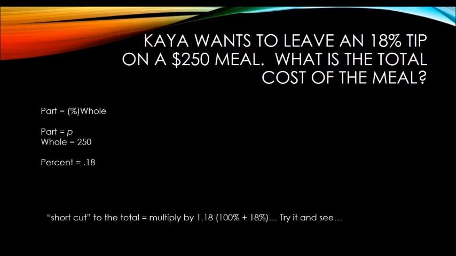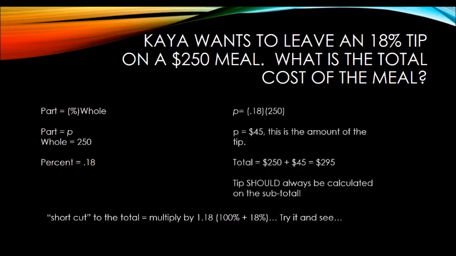Okay, so here we have Kaya wants to leave an 18% tip on a $250 meal. What is the total cost of the meal? Again, I've taken the time to write down the fact that I'm looking for the part. I know the whole, and I know the percentage. We'll get to this shortcut in just a second. So here we go. We've substituted for what we know. Since they're both on the same side, we just get to multiply, and we get 45 is the tip. So 250 plus 45 is $295.